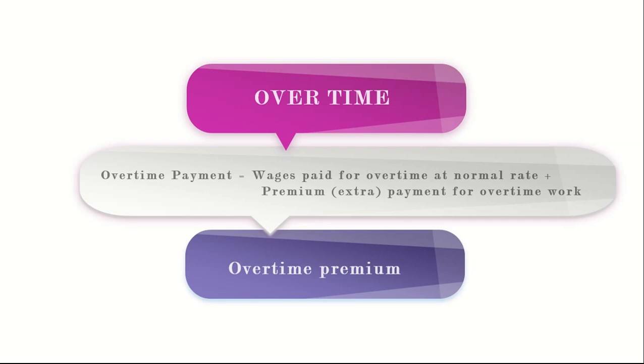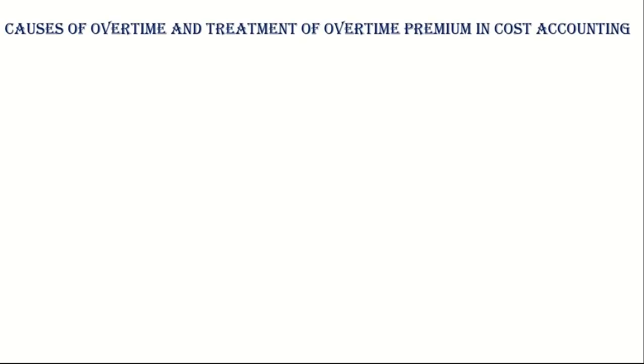Work done beyond normal working hours is known as overtime work. Overtime payment equals wages paid for overtime at normal rate plus premium, that is, extra payment for overtime work. Overtime premium. The rate for overtime work is higher than the normal time rate, usually at double the normal rates. The extra amount so paid over the normal rate is called overtime premium.